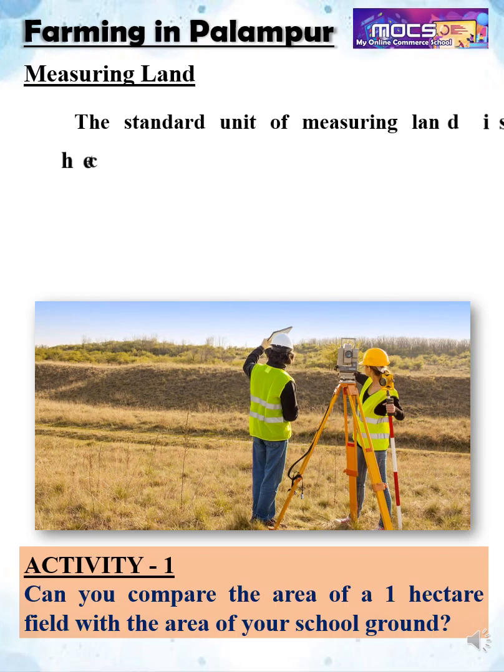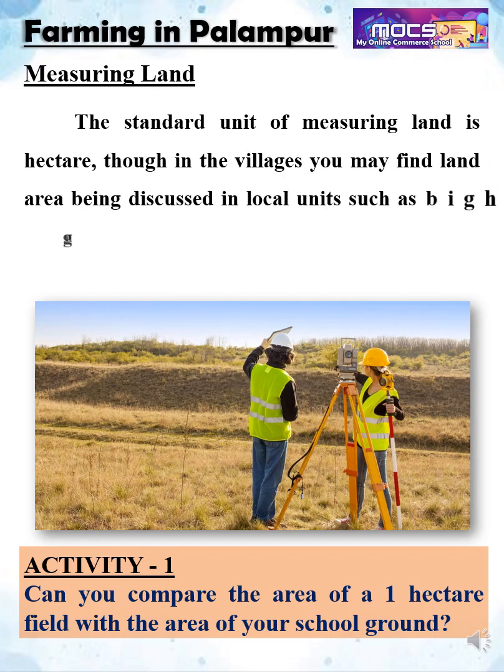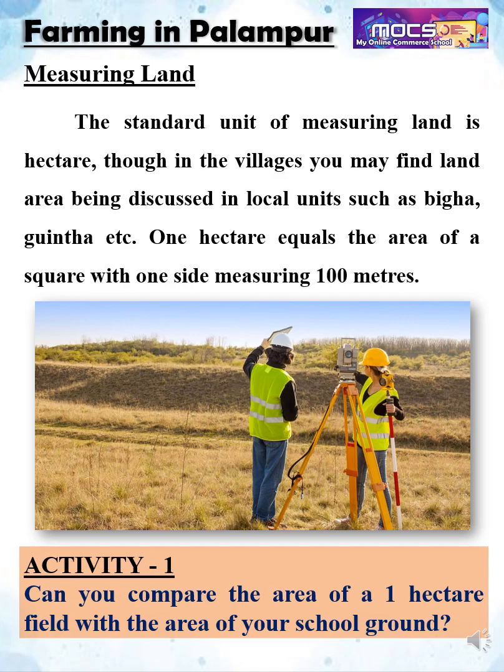The standard unit of measuring land is hectare, though in the villages, you may find land area being discussed in local units, such as bigha, gintha etc. 1 hectare equals the area of a square, with one side measuring 100 meters.